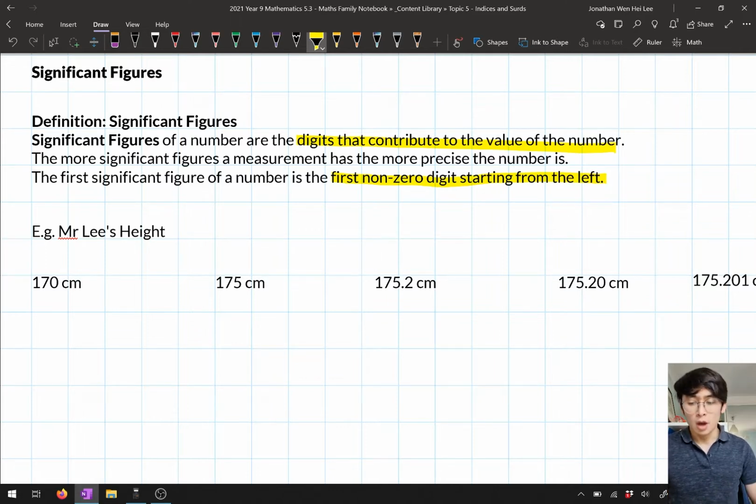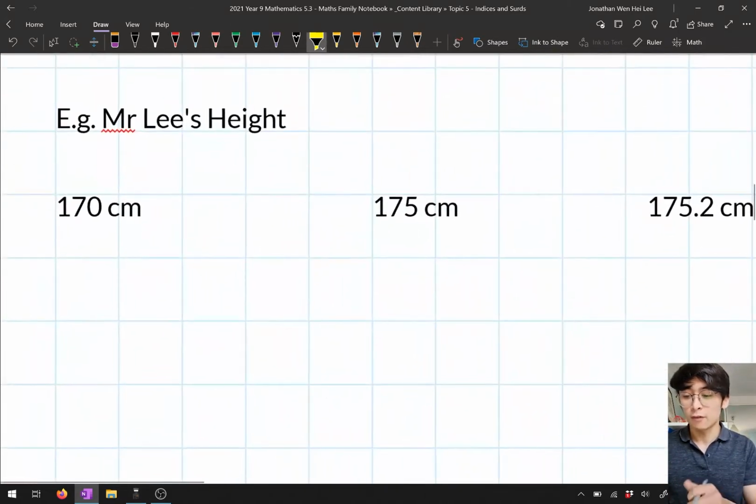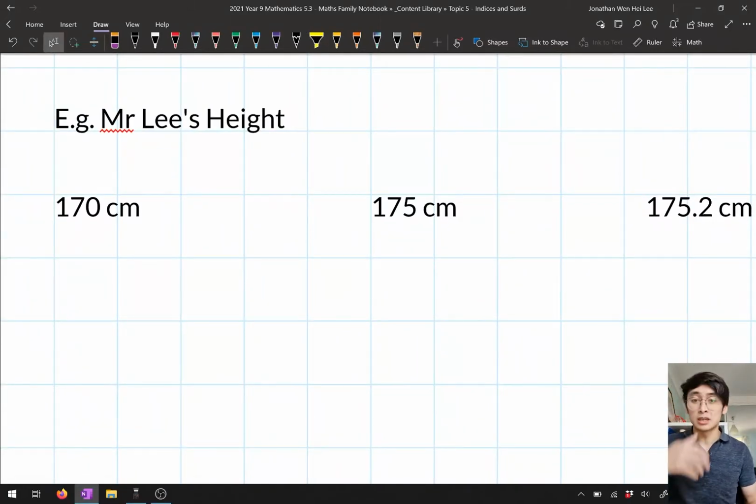So for example, here we're going to talk about my height. I am roughly 175 centimeters tall. If we start from the left, here are a few different measurements that could represent how tall I am. This measurement, 170 centimeters, is close to 175. For example, if someone has a ruler that only measures every 10 centimeters, 170 might be an accurate measurement based on that ruler. And so this is a measurement which has two significant figures.